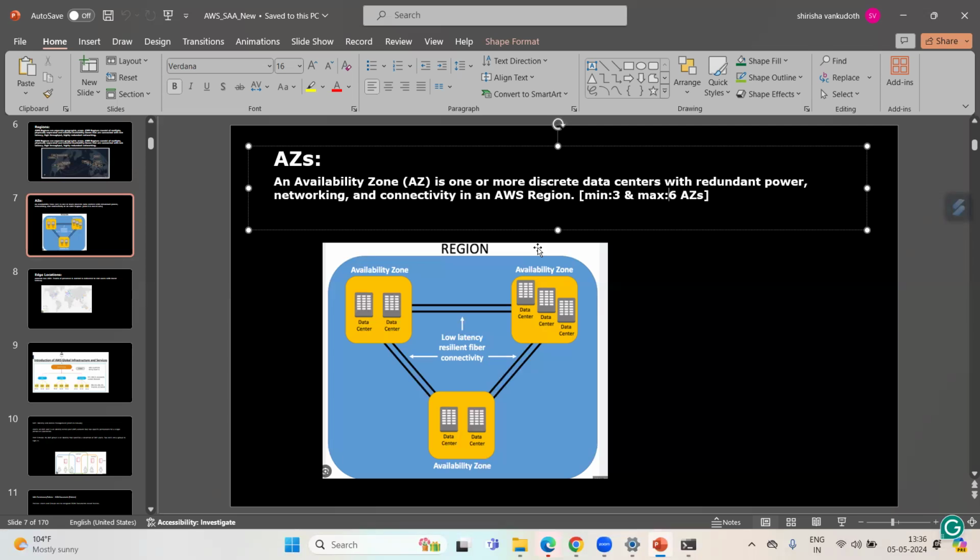Any questions so far, anyone? On the regions or availability zones here? What is the throughput or the bandwidth of the network across the regions or across the availability zones? Across the regions, we do not have any connectivity. I mean, AWS will be managing it, but across availability zones, it is very high, actually.